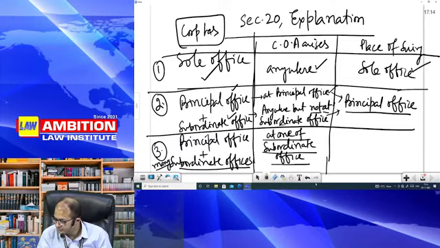Distress damage feasant. Now what does it mean? It means that a person whose property is destroyed by some animal, etc., then that animal is kept under distraint for recovery of damages for damage to property. Is this all right? Section 16F.